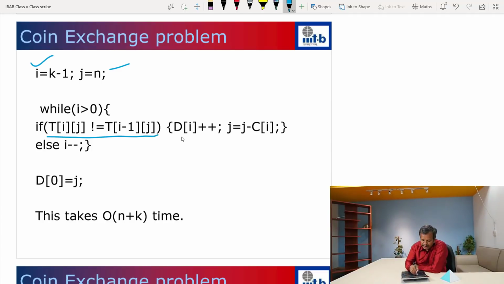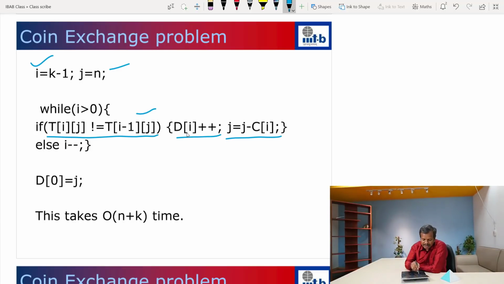So, D of i will keep track of the number of coins of the type i which have been used. If T of i comma j is not equal to T of i minus 1 comma j, we will remember that we have used the ith coin. Then I have to pay for j minus C of i, because this condition ensures that I have used the ith coin. So that count is increased by 1 and I update j to j minus C of i.